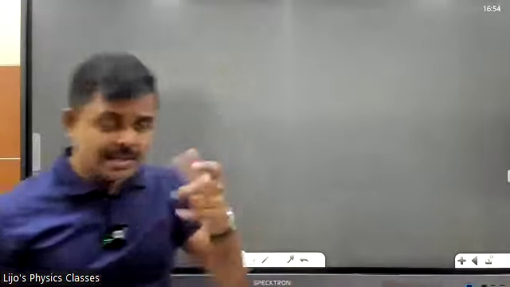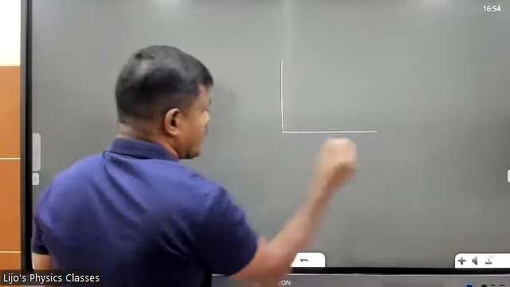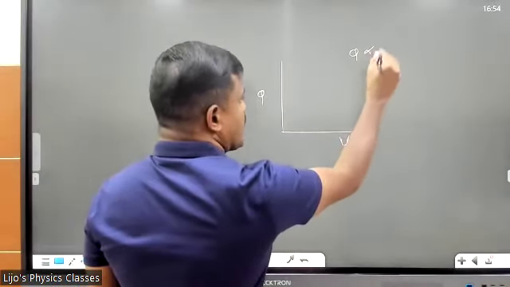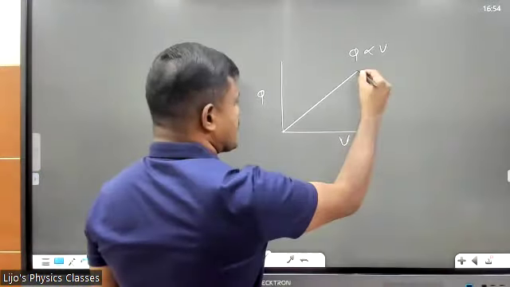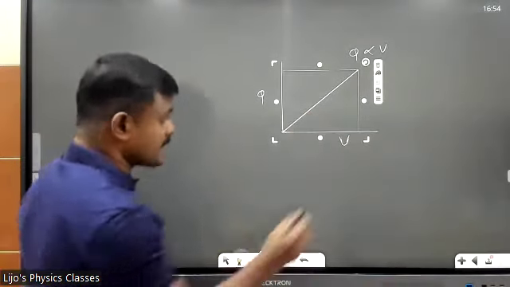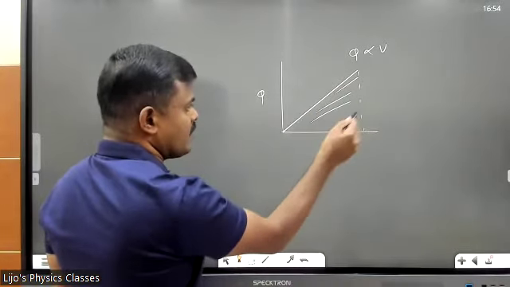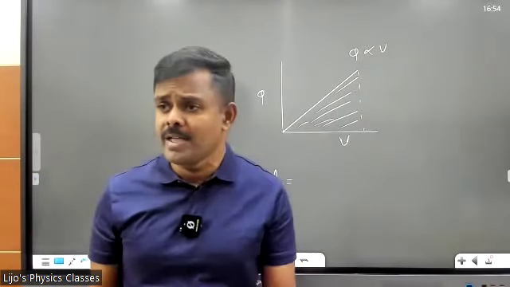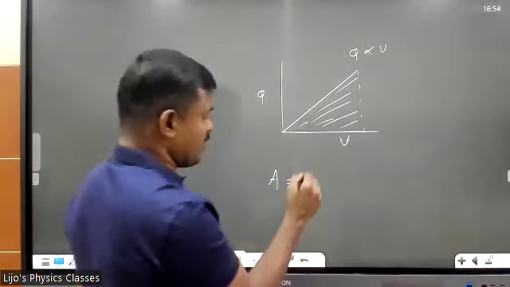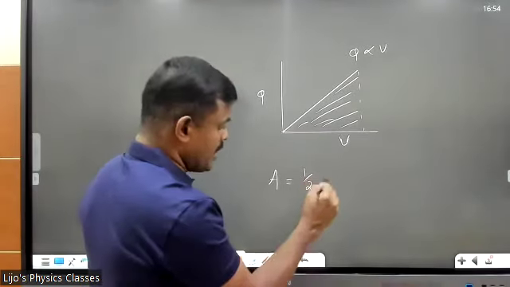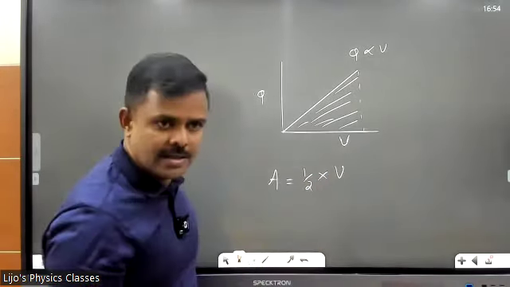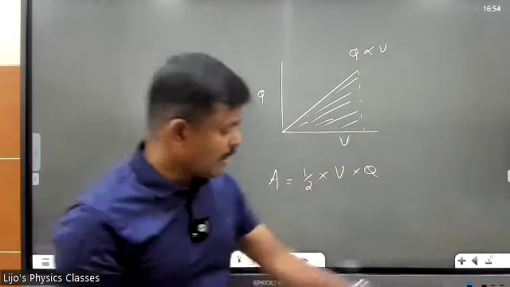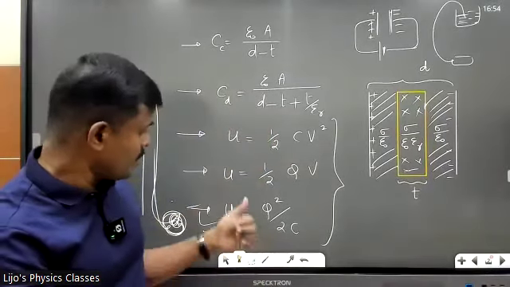One question, which is what I started the chapter with: the Q against V graph. I don't know if you remember or not. Q is directly proportional to V. We drew the graph in class this way. They are asking to find the area under the graph. Is it like a circle or something? It's a triangle, right? What is the area of a triangle? Half into base, which is V, into height, which is Q. Half into V into Q. Look at this and tell me, what is half into V into Q?